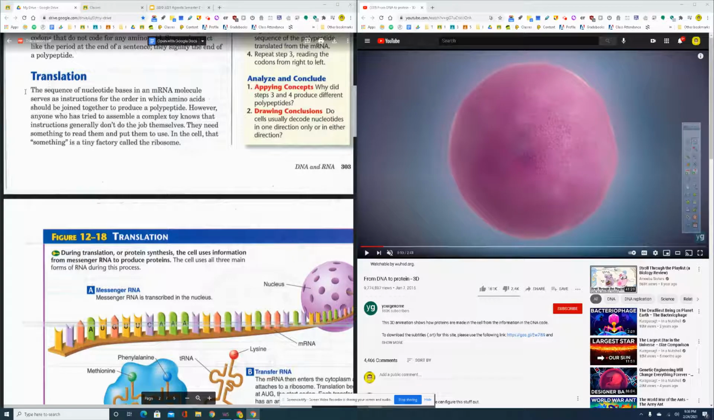So translation. The sequence of nucleotide bases in a mRNA molecule serves as instructions for the order in which amino acids should be joined together to produce a polypeptide. However, anyone who has tried to assemble a complex toy knows that instructions generally don't do the job themselves. They need something to read them and put them to use. In the cell, that something is a tiny factory called ribosomes.